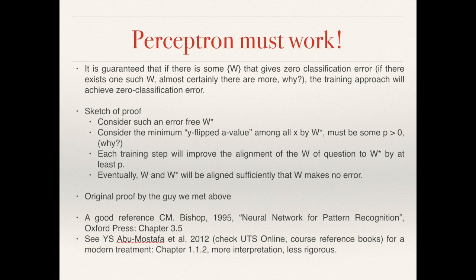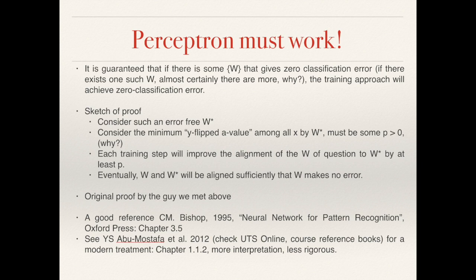One impressive property of the simple training algorithm is that if there is such a W or a set of W which makes the perceptron classify the training data perfectly without making a single error, it is guaranteed that the training algorithm will find one of such optimal W. A sketch of the proof is as follows. If such a W exists, of course, we can take one of them and consider it the optimal W, call it W star.